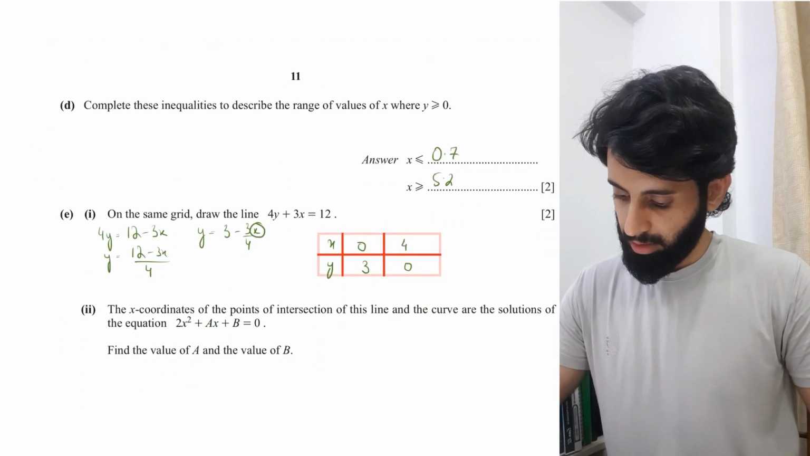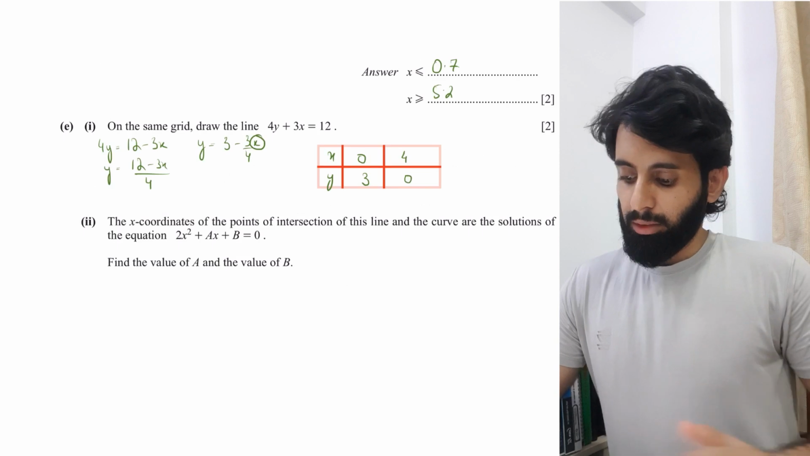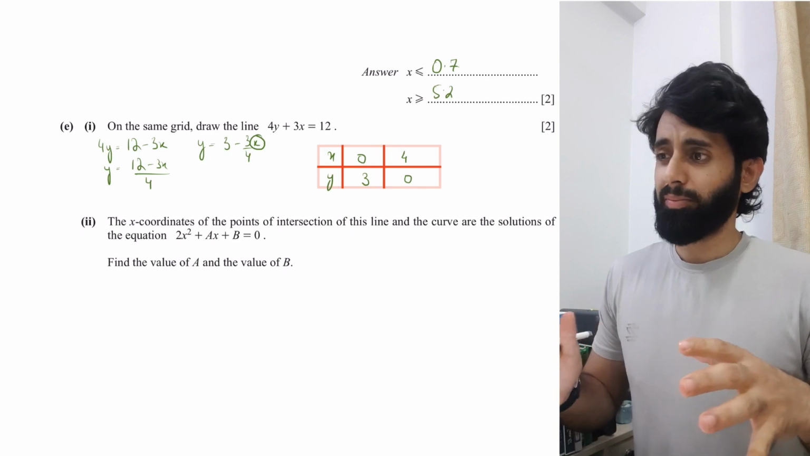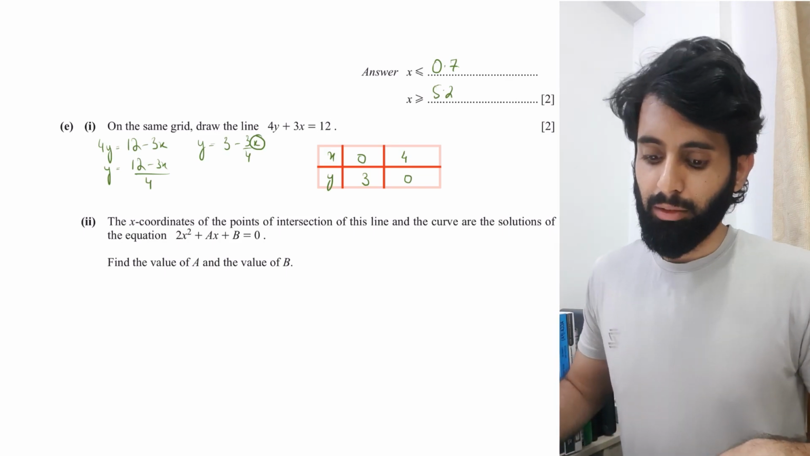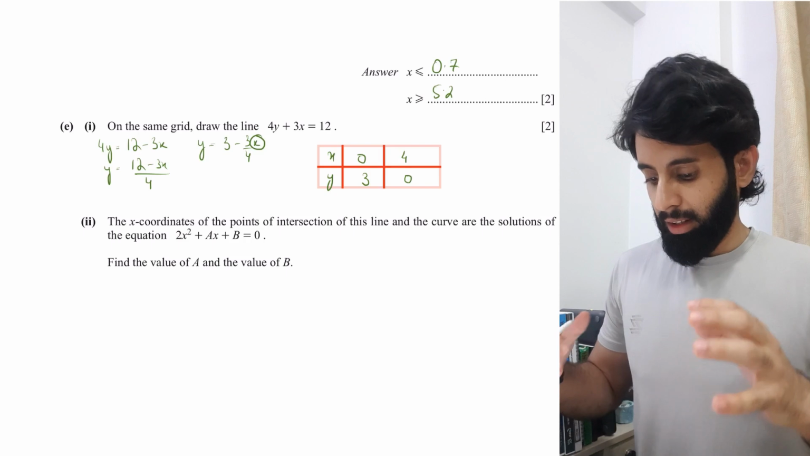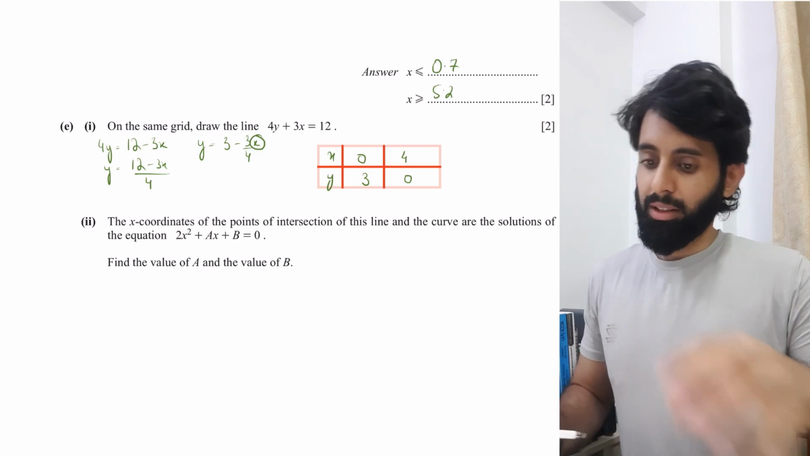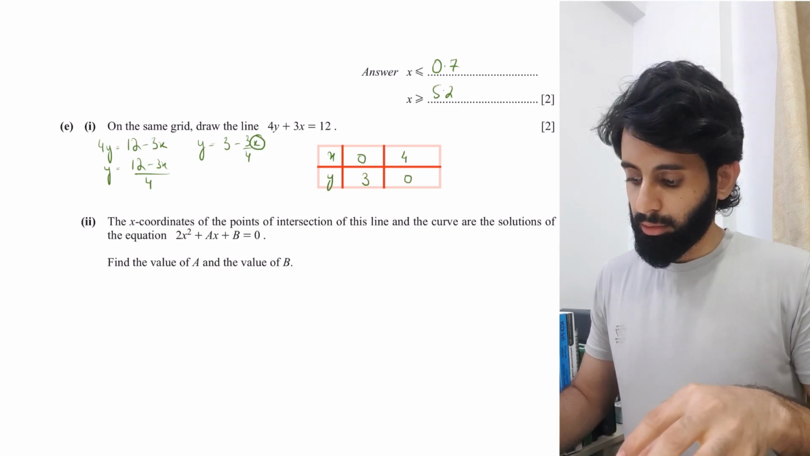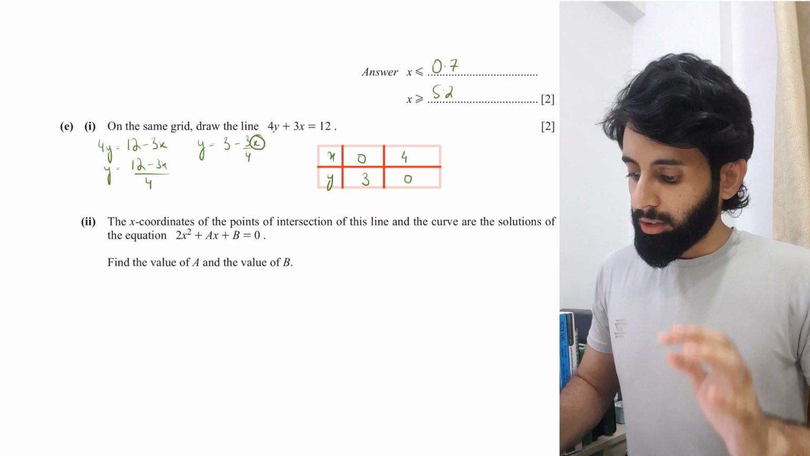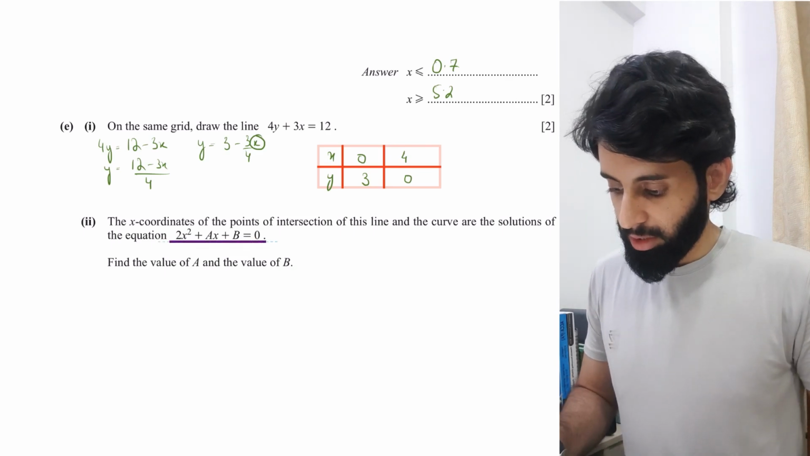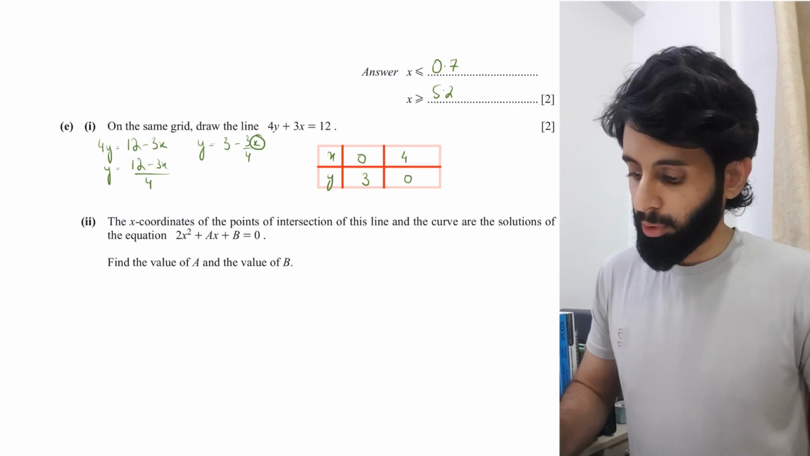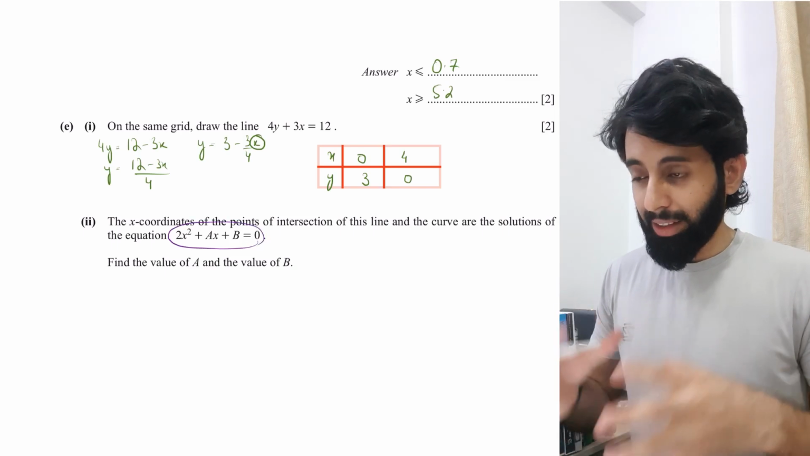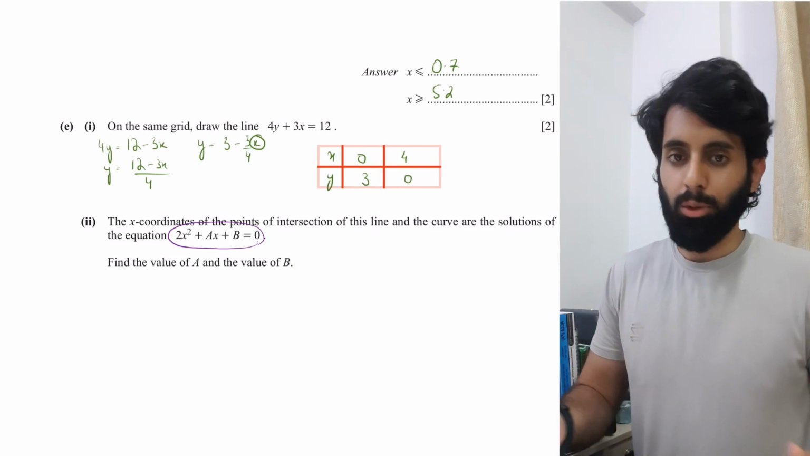What we have to do next is: the x coordinates of the points of intersection of this line and the curve are solutions of the equation. This is a standard trend whenever you're solving questions related to graphs of functions: towards the end, it's going to give you an equation and tell you that it is a solution of this line and this curve. Find the value of a and b. The reason this equation is the solution is because it contains both the equation of the curve and the equation of the straight line, and it would have been achieved by solving the 2 equations simultaneously.